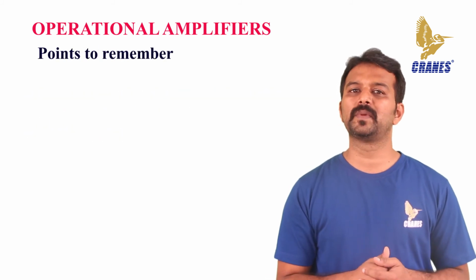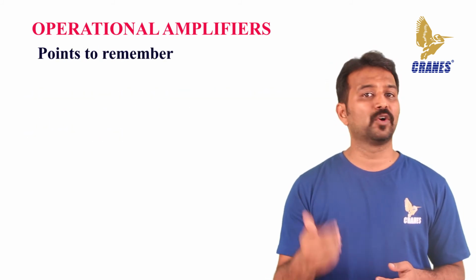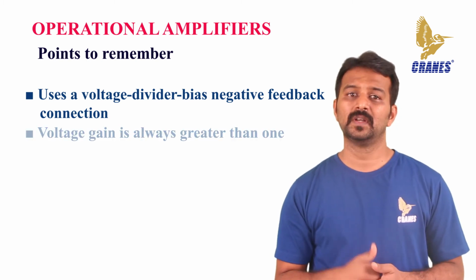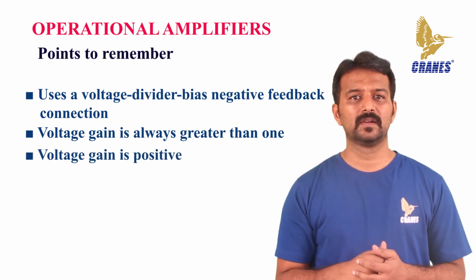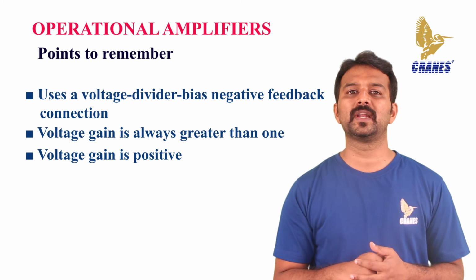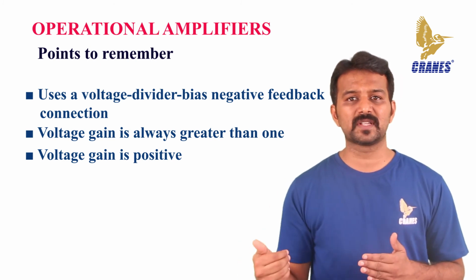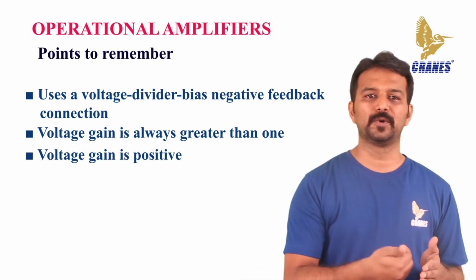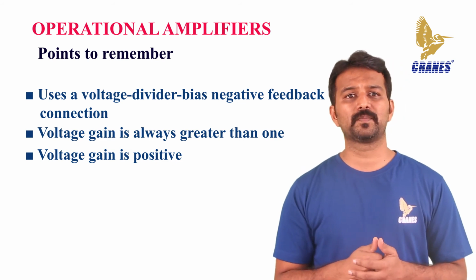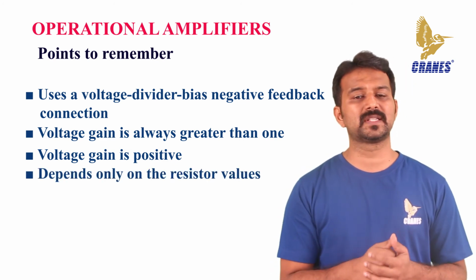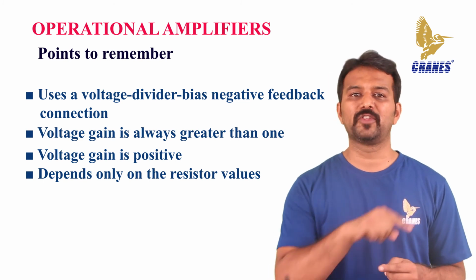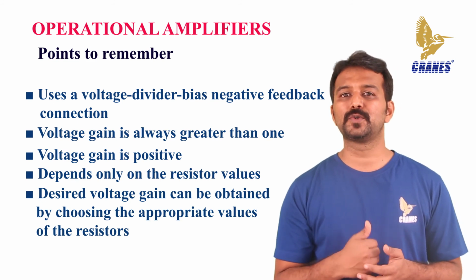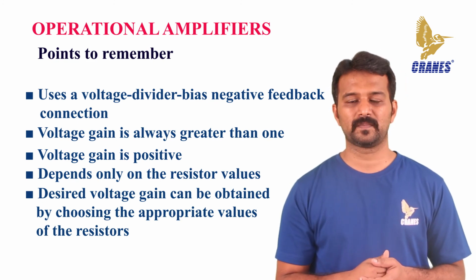There are a few points to be remembered here about the non-inverting amplifier. A non-inverting amplifier uses a voltage divider bias negative feedback connection. The voltage gain is always greater than 1. Voltage gain is positive, indicating that for an AC input, the output is in phase with the input signal, and for DC input, the output polarity is same as the input polarity. The voltage gain of a non-inverting op-amp depends only on the resistor values and is independent of the open loop gain of the op-amp. The desired voltage gain can be obtained by choosing the appropriate values of the resistors.